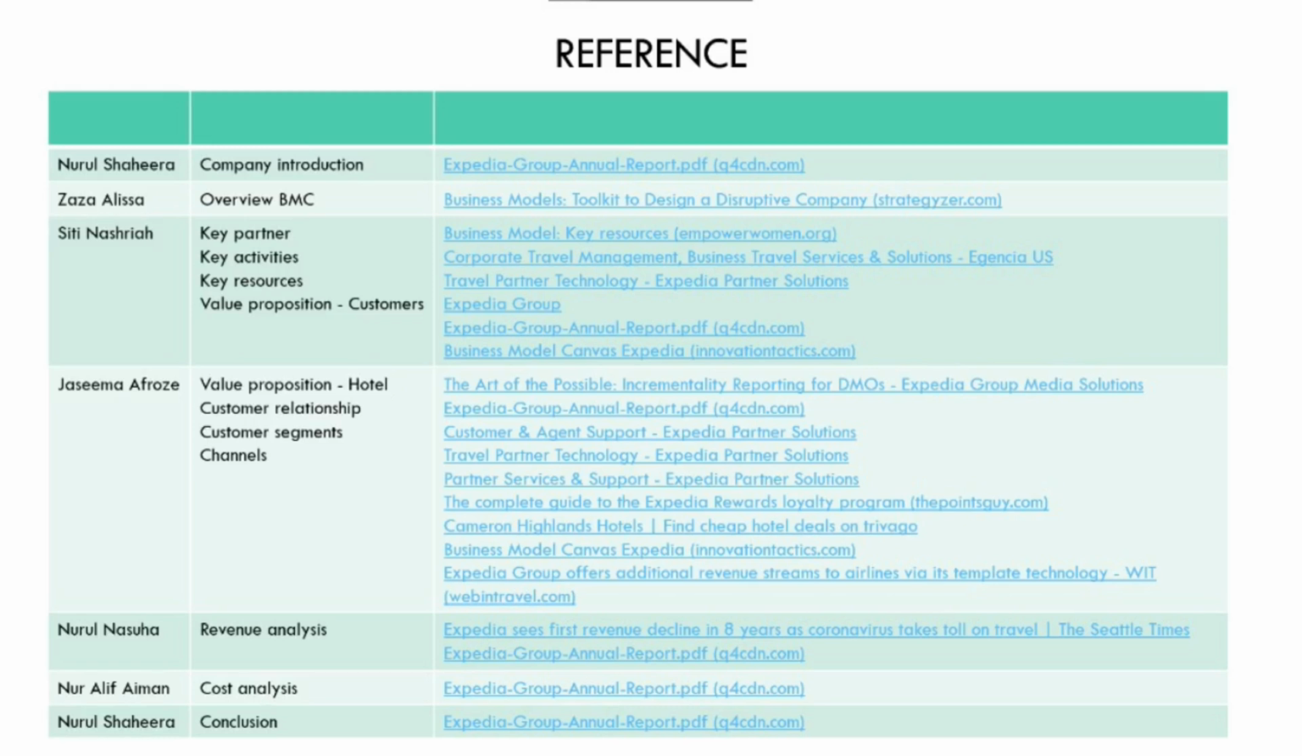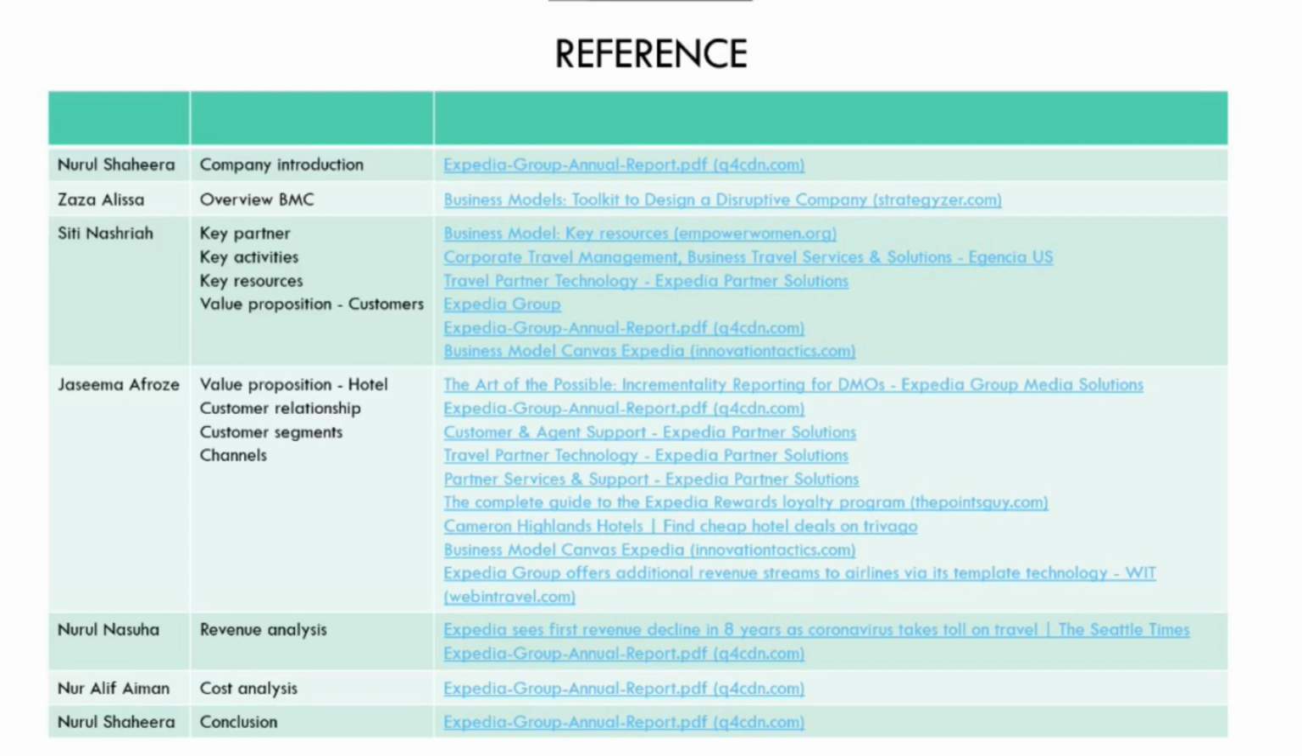Zaza Alissa presented the overview of the business model canvas. Please refer to the Strategizer website. Key partners, key activities, key resources and the value propositions customer part were done by Siti Nashriah, and she referred to the company annual report also and some other related websites about the company as listed here.